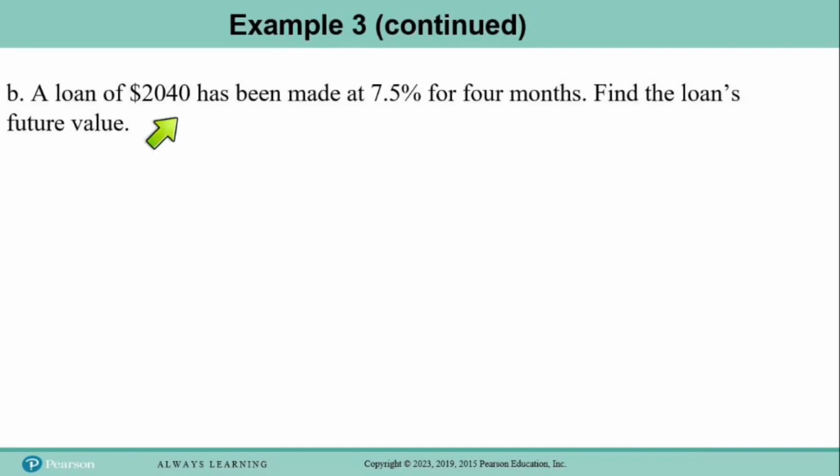Okay, here's part B. A loan of $2,040 has been made at 7.5% for 4 months. Find the loan's future value. Okay, again, we are looking for A, which is the future value. And so let's go ahead and write down our future value formula. A equals P times 1 plus RT.